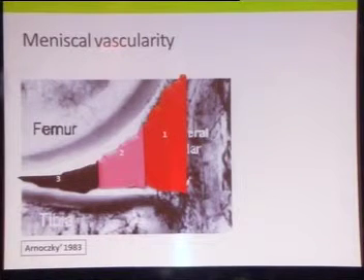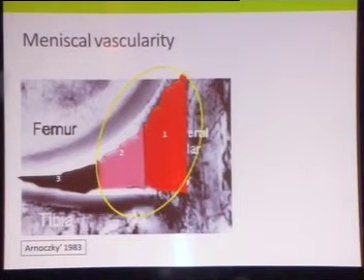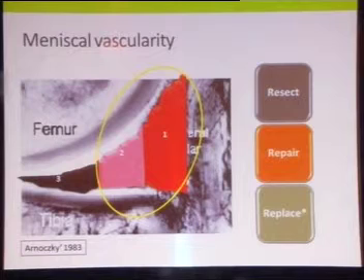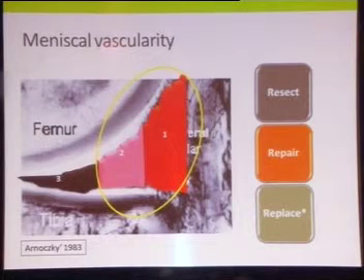Third is the meniscal vascularity. We all know that the periphery is very vascular, known as the red zone. It's an experiment by Arnoczky, an old experiment. We have three options. Either you resect the meniscus, repair the meniscus, or replace. Replacement, at the moment in India, we do not have. So either you resect or you repair.